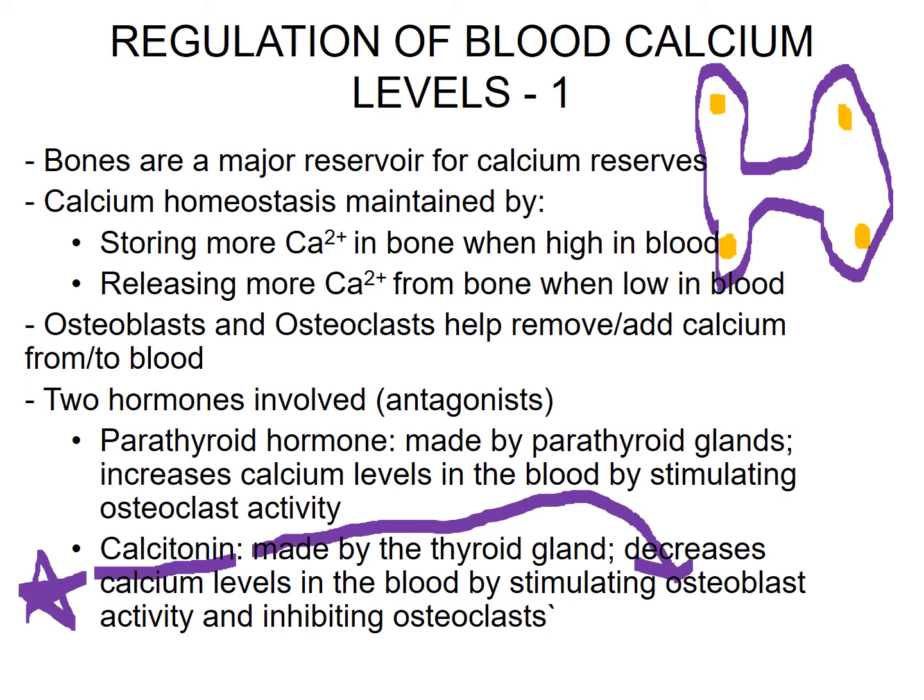Parathyroid is an antagonist to calcitonin, which means it has an opposite effect. The parathyroid glands release parathyroid hormone. That's pretty easy to remember, right? Oftentimes we abbreviate this as PTH. It's also known as parathormone. And what they do is the complete opposite. They stimulate osteoclasts.